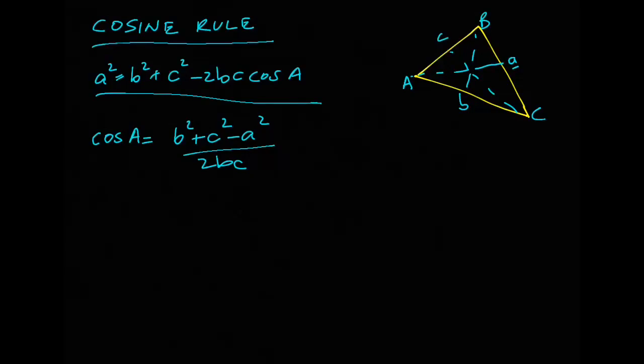Now if you have a look at this rule here, if we know a particular angle and we're trying to find the opposite side to that angle, and we know the adjacent sides to that angle, so if we know angle A for instance, and we know sides c and b, we can find a. So it's always in the form: the side opposite to the angle squared is equal to the sum of the squares of the two adjacents minus 2 times the adjacents multiplied times cos of the angle.